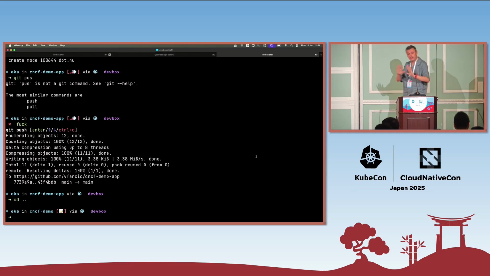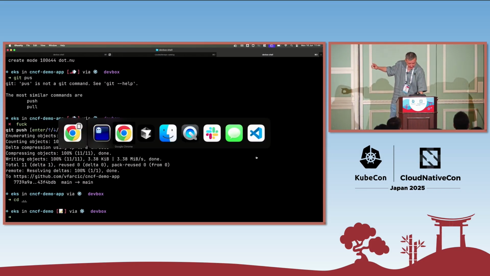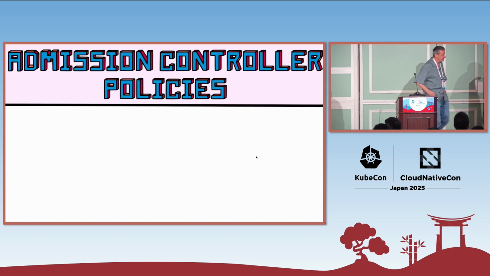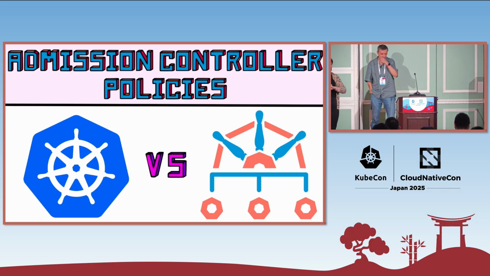We figured out how to create a database in AWS, Google Cloud, Azure. We figured out how to manage applications. Now we need to figure out other things. So now we're going to talk about cluster level policies. We're specifically going to talk about validating admission policy and Kyverno.